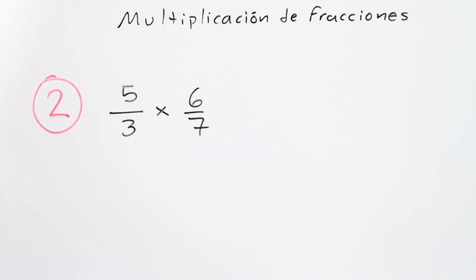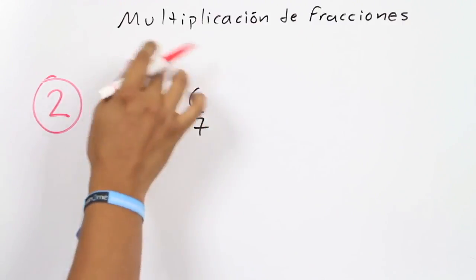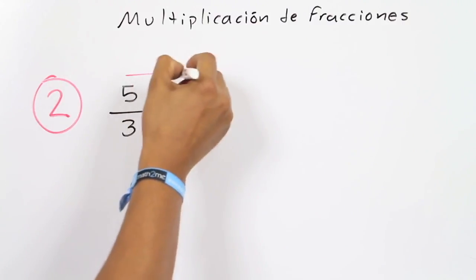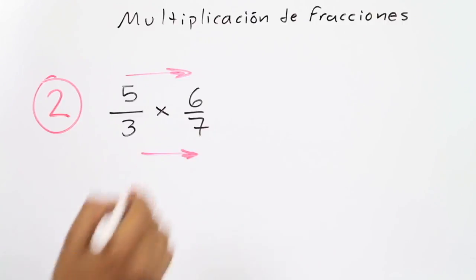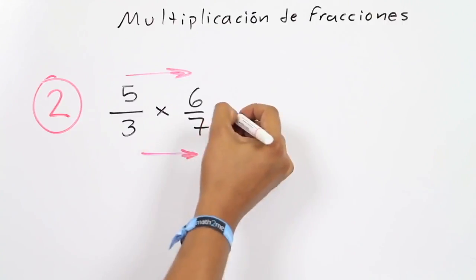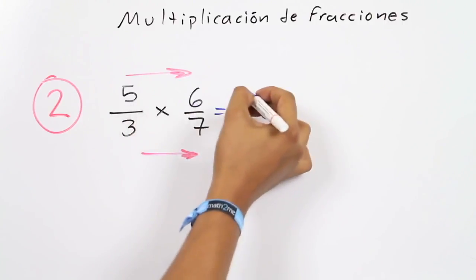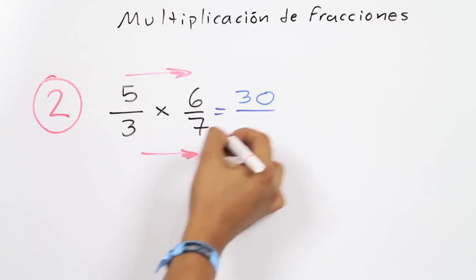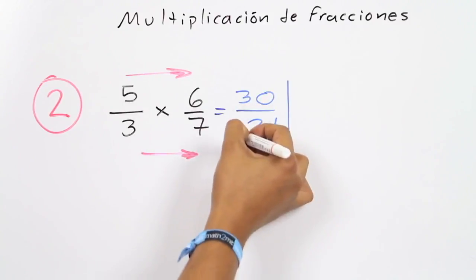Example number 2. Again, we have a multiplication of two fractions. So the procedure is the same. We have to multiply all the top numbers, then multiply all the bottom numbers. In this case, 5 times 6 is 30. 3 times 7 is 21.